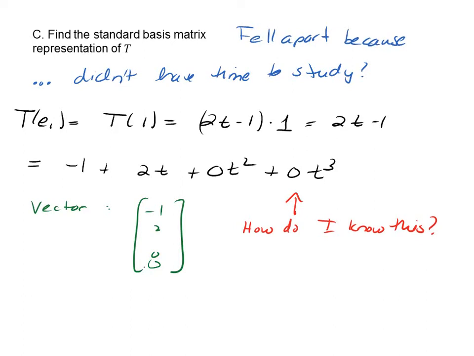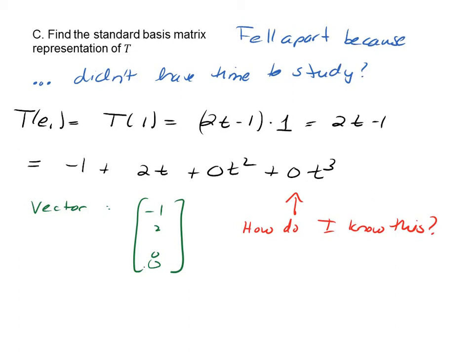All right, so how do you do this? You plug in the basis vectors. So the first basis vector in P2 is E1. It's just 1. That's a polynomial, a constant polynomial. And you plug in 1 for the polynomial, and you get this. And notice I've expanded it out with all its coefficients. So the -1 goes here, the 2 goes here, the 0 goes here.